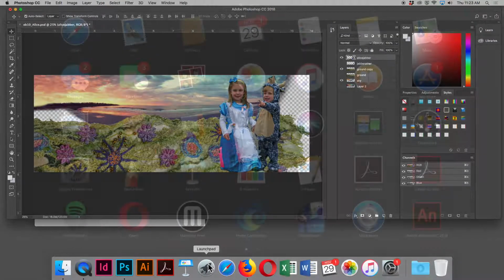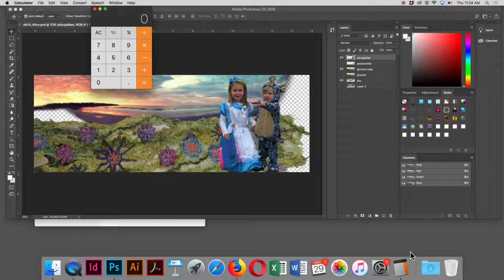You have one built in right here, and so you can just pop in here and grab your calculator, and you can go ahead and say 14 divided by 6 equals 2.333333. I just need the 2.3.